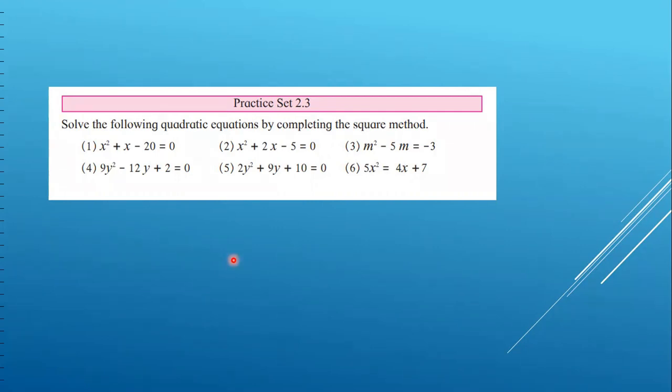From today's video, we will be solving the problem set 2.3 and we will be solving all the 6 questions. In today's video, we will be solving the first question, that is x square plus x minus 20 is equal to 0. And in the previous video, I had given you all 2 MCQs to solve.